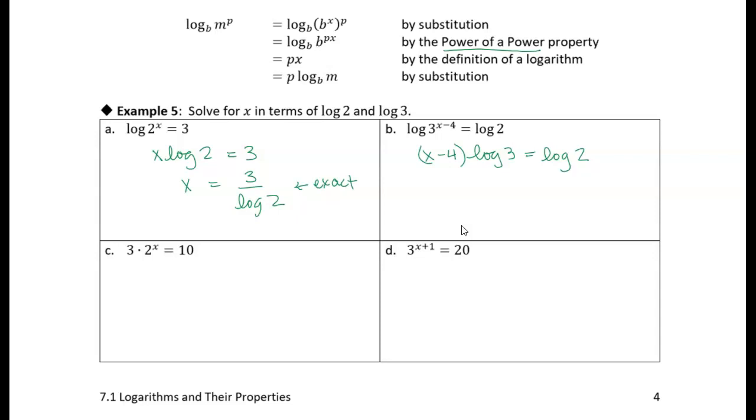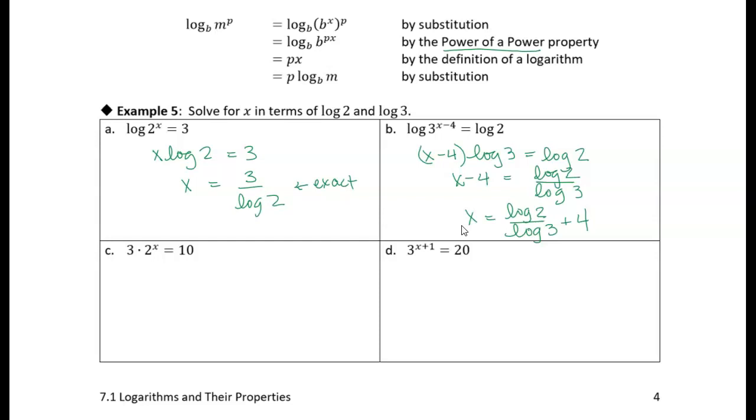And then if we want to solve for x, we first of all should probably divide by the log of 3. So we get x minus 4 is equal to the log of 2 over the log of 3. And then we just have to add 4 to both sides. So we get x is equal to the log of 2 over the log of 3 plus 4. Okay, that's it. We don't want to simplify this anymore.